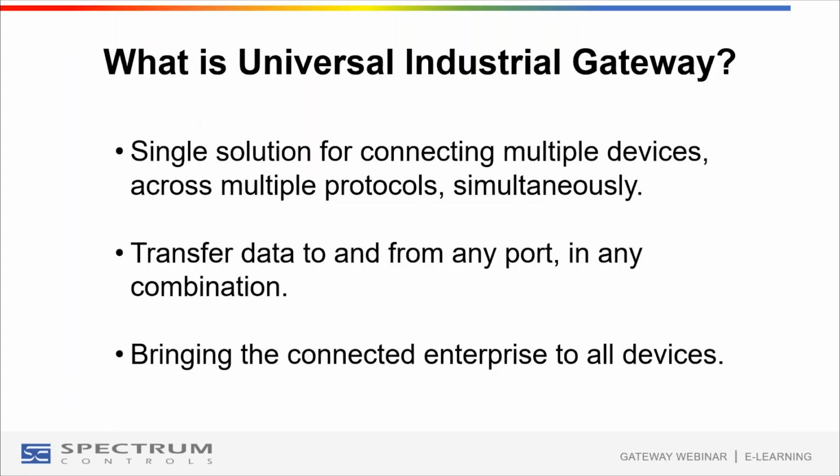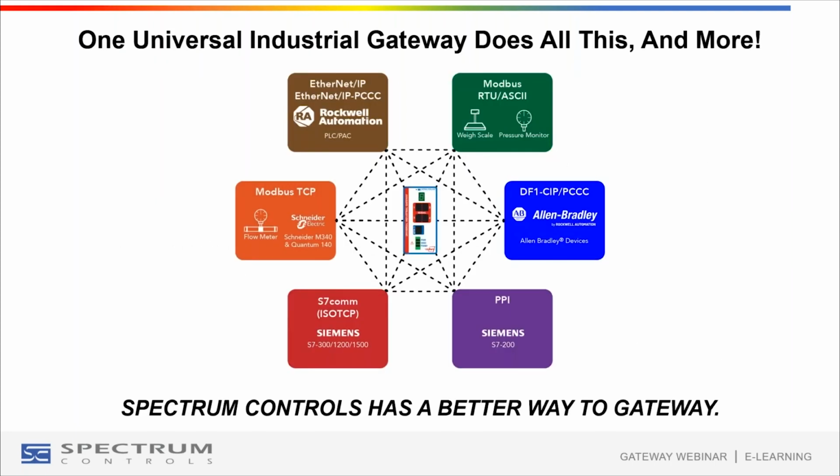So what is Universal Industrial Gateway? It is a single solution for connecting multiple devices across multiple protocols simultaneously. With up to 4 serial ports and 1 Ethernet port, you can transfer data to and from any port in any combination, regardless of the protocol and whether it's serial or Ethernet. This capability brings the connected enterprise to your devices and increases your asset lifecycle and availability.